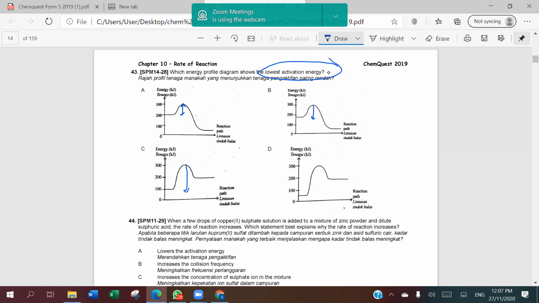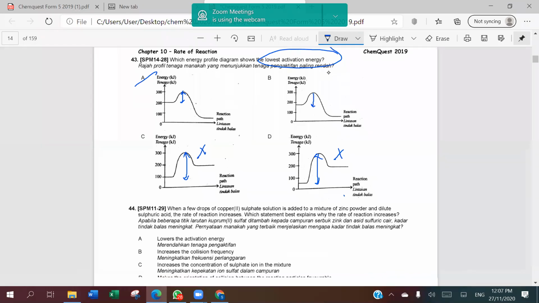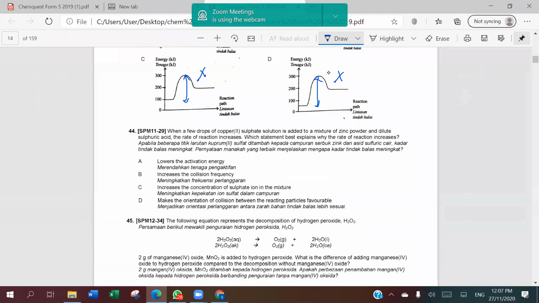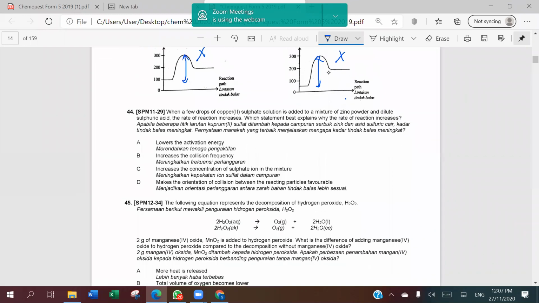This one is a lot, cannot. This one is from here to here, too much. Okay, so it's between my A and B. And of course, you can see very clearly my A is the least. Can you all see that? Yes, teacher. Okay, good.